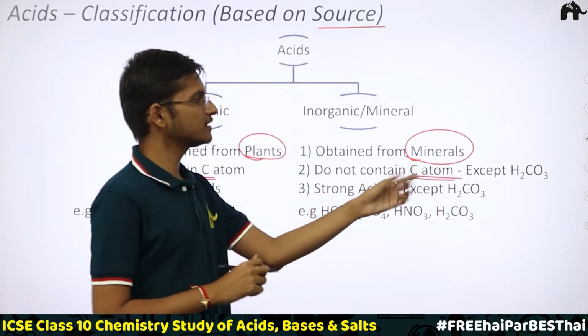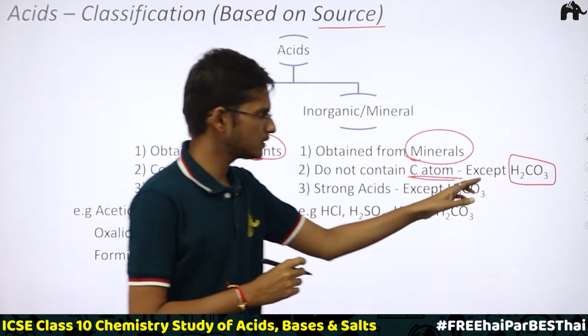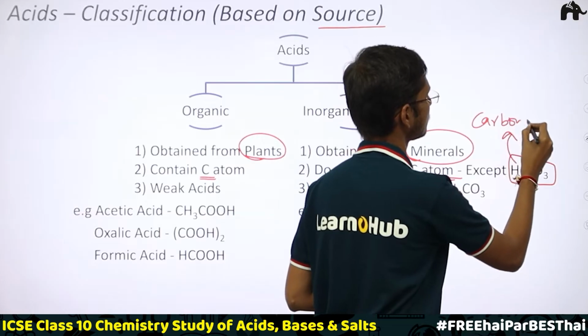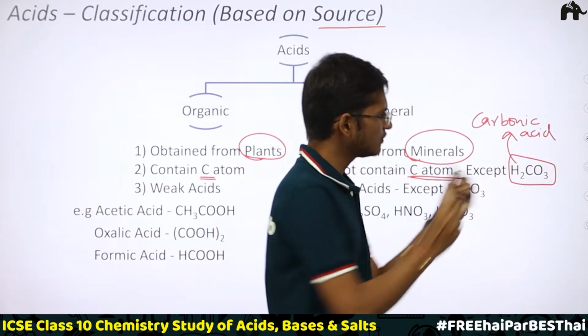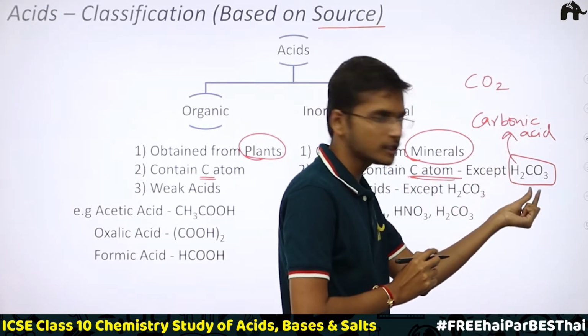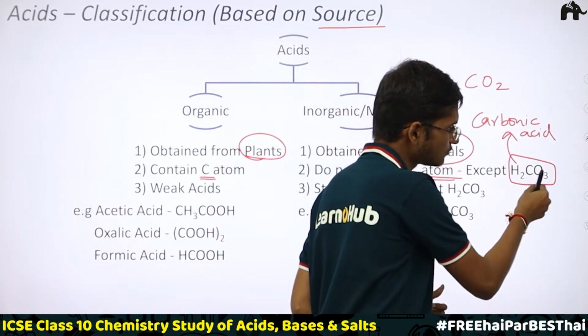But the exception here is H2CO3. See, H2CO3 is carbonic acid. Its name is carbonic acid. So you can remember it like this. See here, it's CO3, but you can just figure out the CO2 molecule from here.